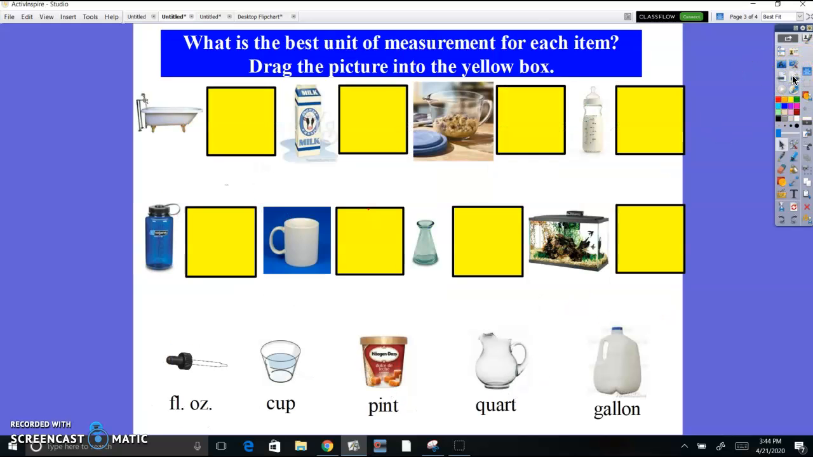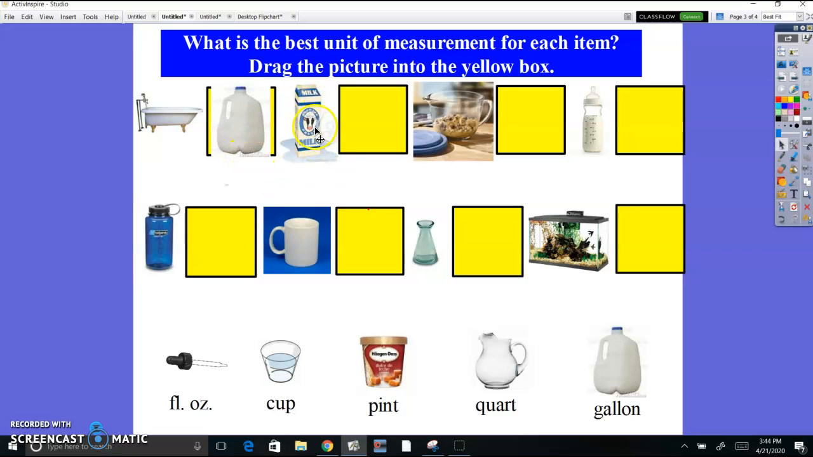Let's find out. I have some pictures here. I want you to think, what unit is best for each item if I need to measure the amount of liquid in it? Let's start with the first one. This is a bathtub. What do you think? Do you think I should use fluid ounces, cup, pint, quart, or gallon to measure the amount of water you can put in a bathtub? The correct answer is gallon. That is correct. I think you got this.